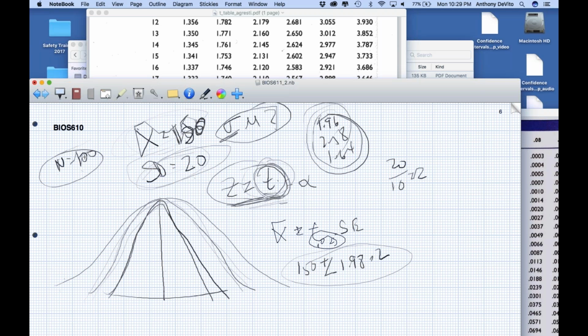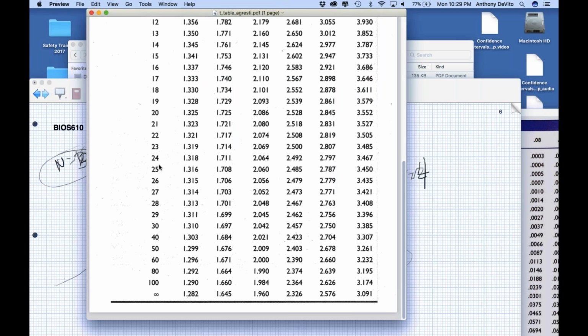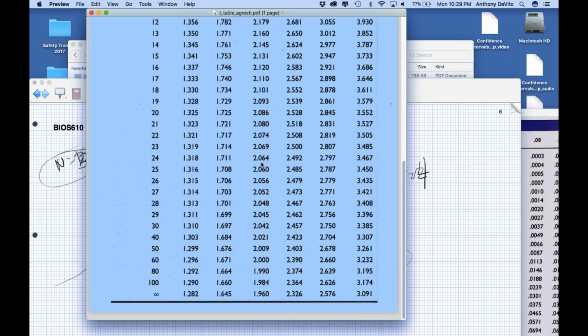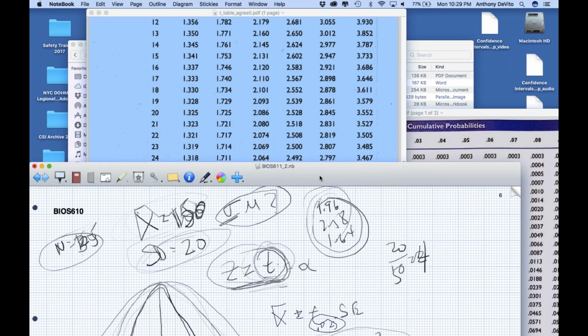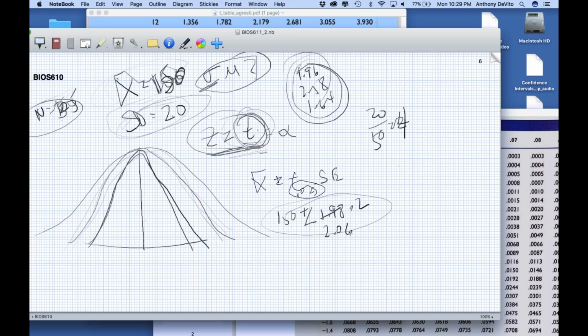Well, what about if our sample size was 25? If our sample size is 25, the square root of 25 is 5, so our standard error is 4, but that's more complicated. Now we have a smaller sample size. So a sample size of 25, degrees of freedom 24, represents a t-score of 2.06. So instead of 1.96, we would use 2.06 times our standard error of 4.